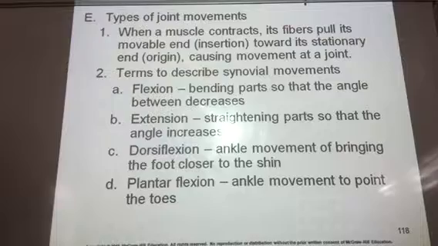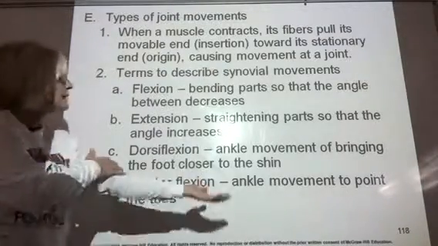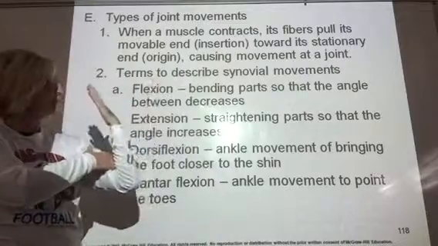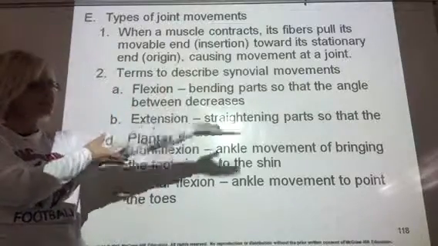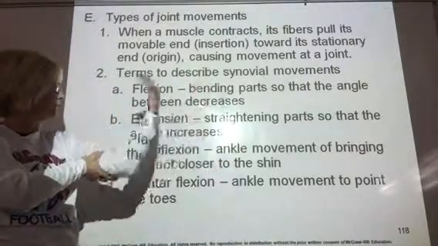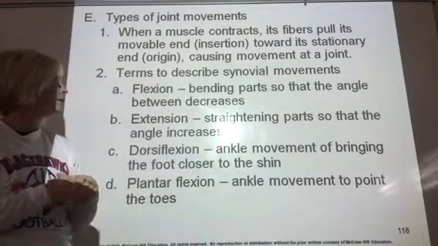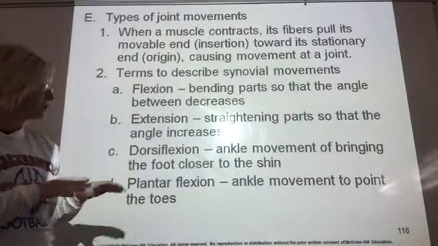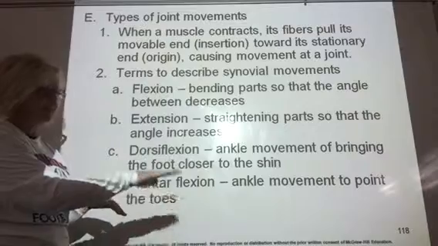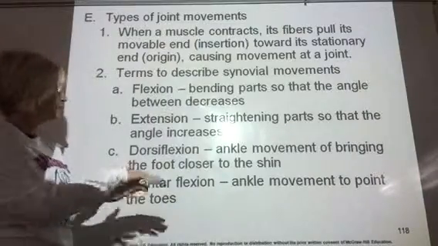A few terms, these you should know. Flex means to lessen the angle, so I'm decreasing the angle. Extend means to turn out or make a larger angle. Dorsiflexion is a lifting of the foot.